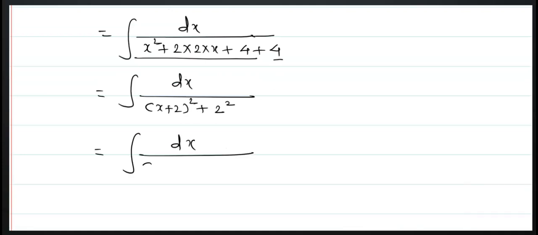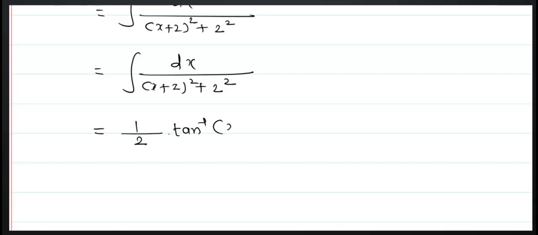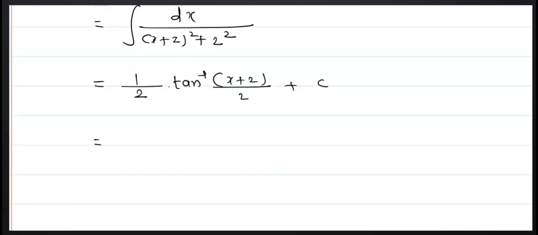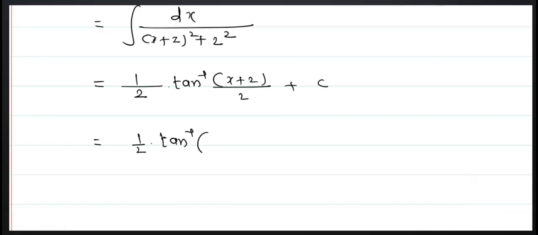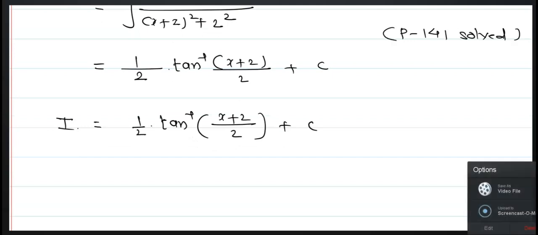And this is of the form 1 upon a tan inverse of x upon a. A is here 2. Therefore, it is 1 upon a tan inverse of x upon a. What is x here? That is x plus 2 upon a, which is 2, plus c. Therefore, the integration is 1 upon 2 into tan inverse of x plus 2 upon 2 plus c. It is on page number 141 and it's a solved question. Now, see this again.